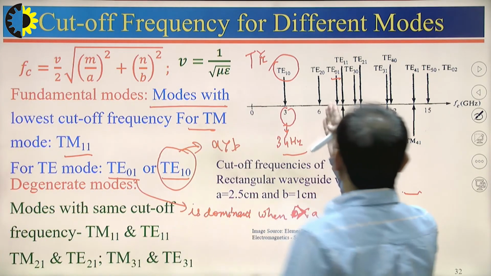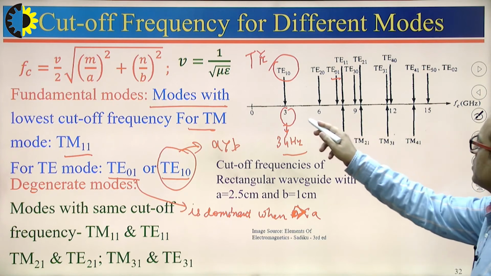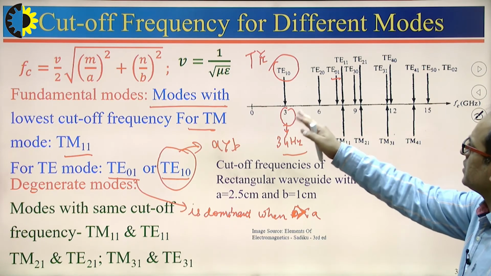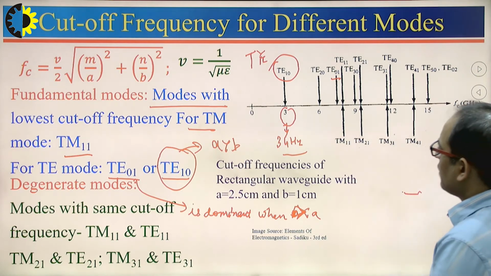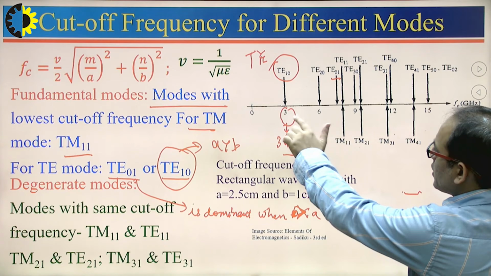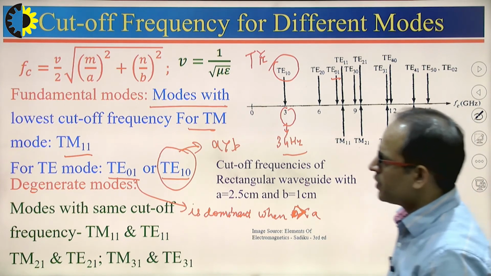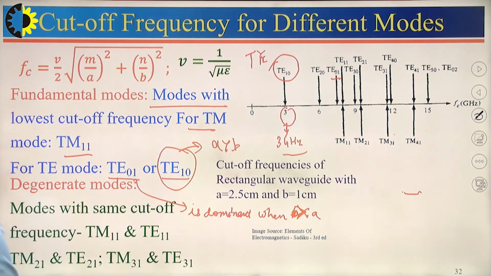Clear? So these are the modes that exist inside the rectangular waveguide, having a frequency greater than the cutoff frequency. Clear? So degenerate modes are the modes with the same cutoff frequency: TM11 and TE11. These modes have the same frequency, and TM21 and TE21 also have the same cutoff frequency, and TM31 and TE31 both have the same cutoff frequency. That's why they are known as the dominant degenerate modes.